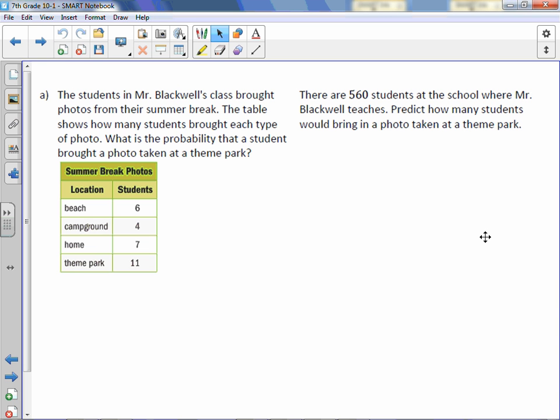The students in Mr. Blackwell's class brought photos from their summer break. The table shows how many students brought each type of photo. What is the probability that a student brought a photo taken at a theme park?